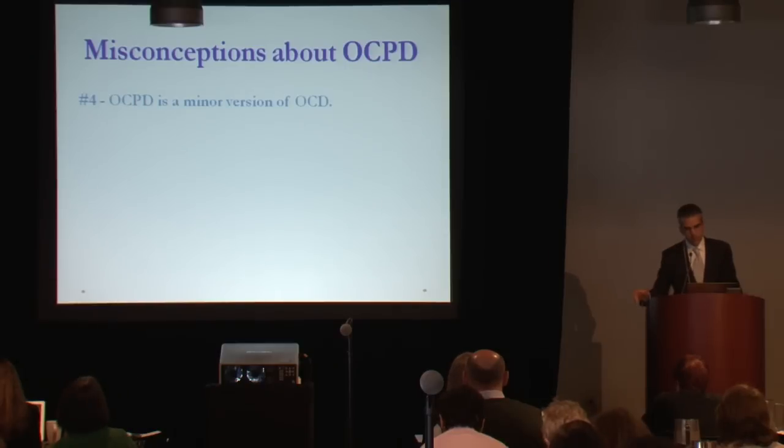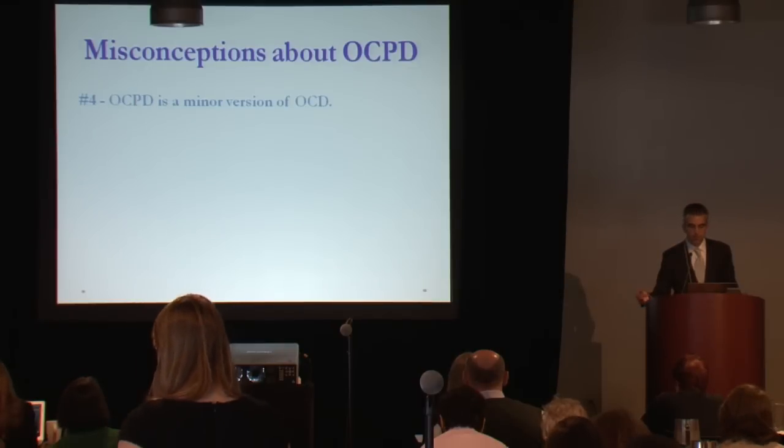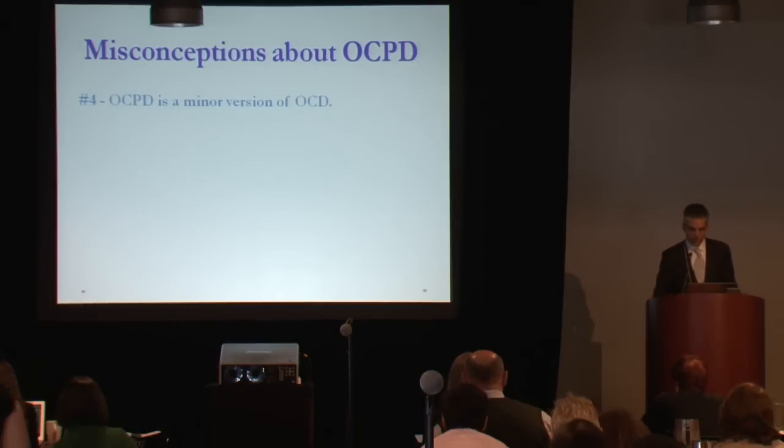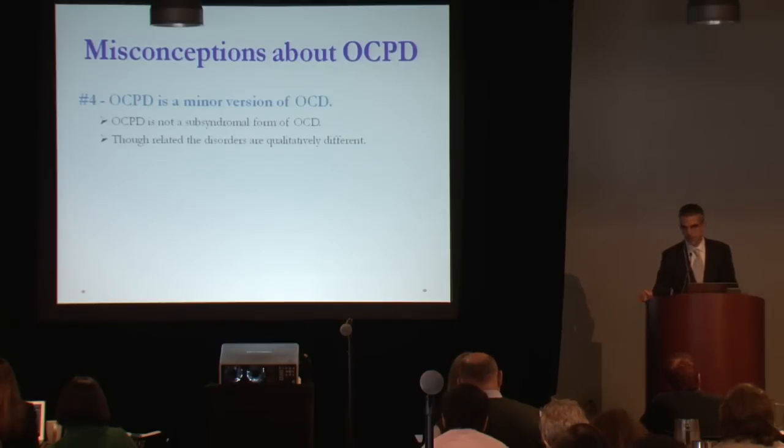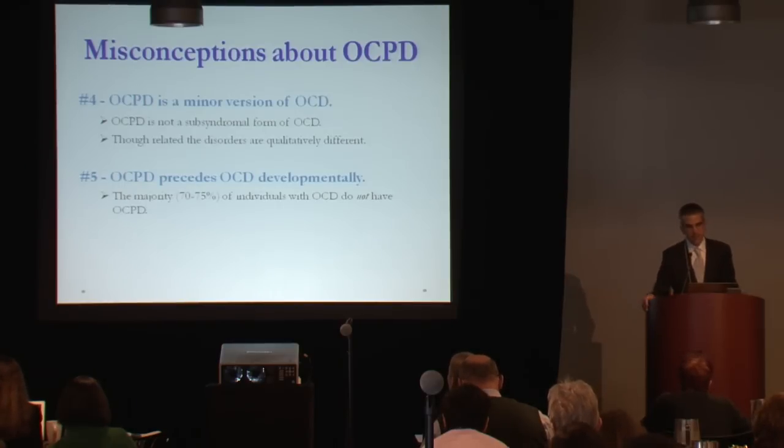And getting to the point of the talk, OCPD is often confused with OCD, and some will think that it's a minor version of OCD. In fact, it is not a subsyndromal form of OCD, and as I'm going to demonstrate today, the disorders are qualitatively different, and I'll also show you data to that effect. It's also thought that OCPD precedes OCD developmentally. And we also know that that is not the case because the majority of patients with OCD, about 70-75%, do not have comorbid OCPD.